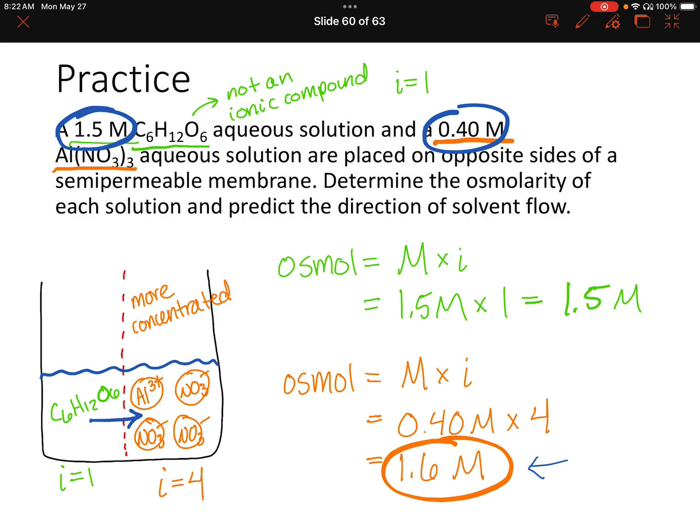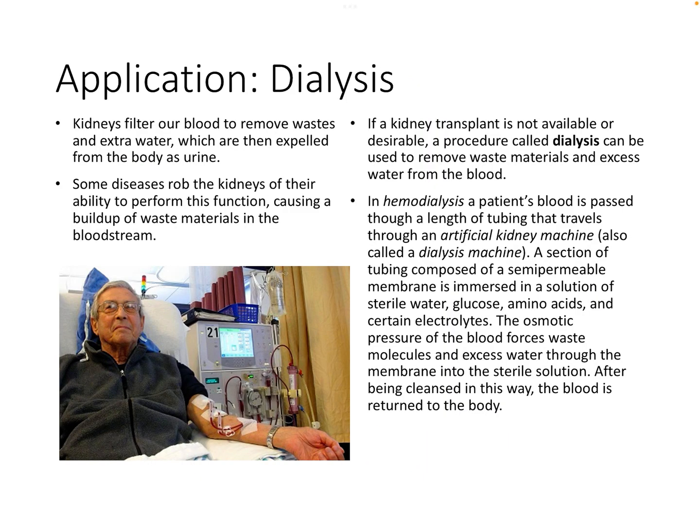All right. Now, how can we apply this to the real world? Well, one application of osmolarity and osmotic pressure is dialysis. So our kidneys actually filter our blood to remove any waste and extra water from our system, and then we expel all of that as urine. Now, there are some diseases that will cause the kidneys not to function properly, and so we end up with a buildup of waste in our bloodstream.